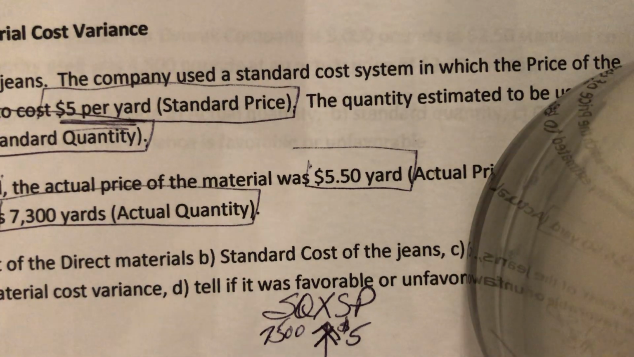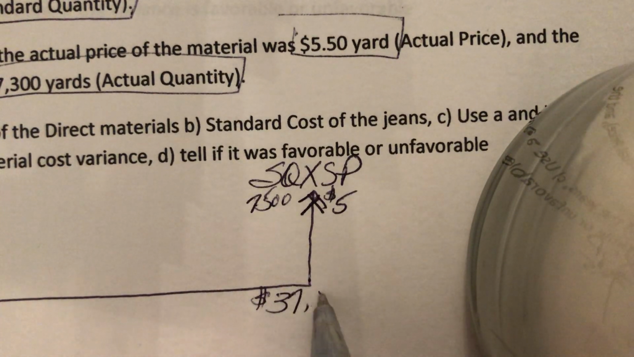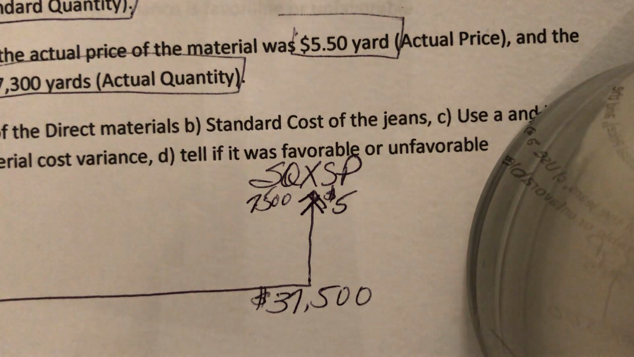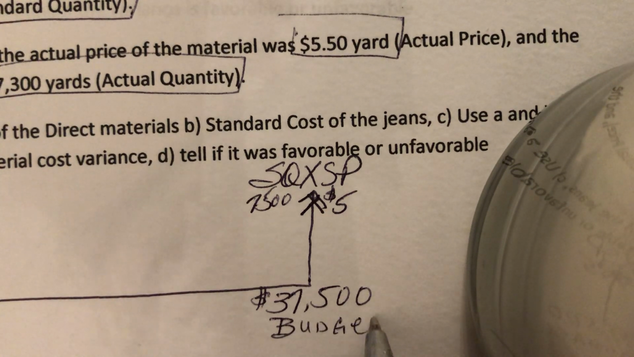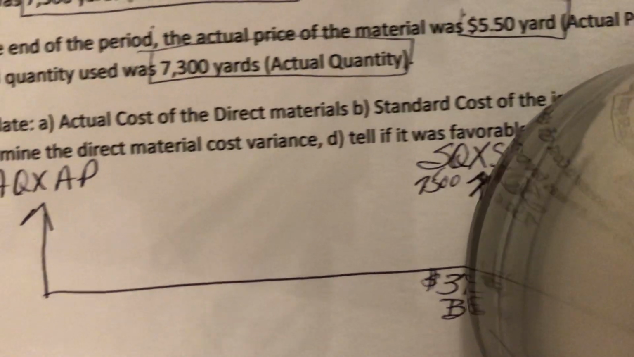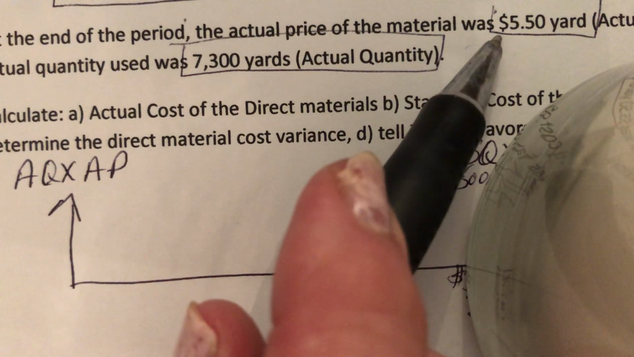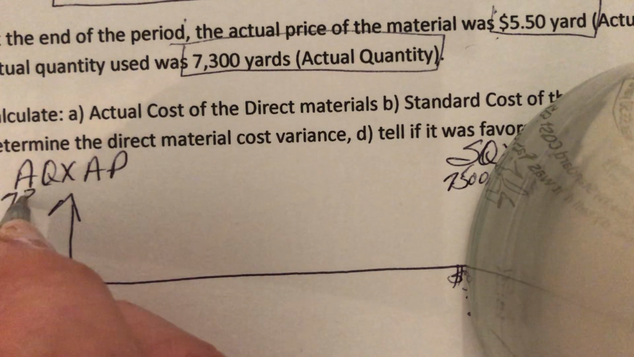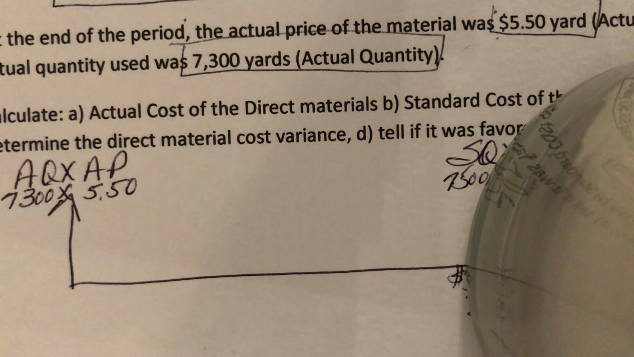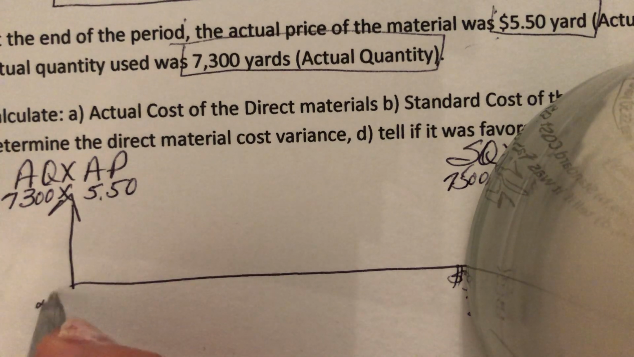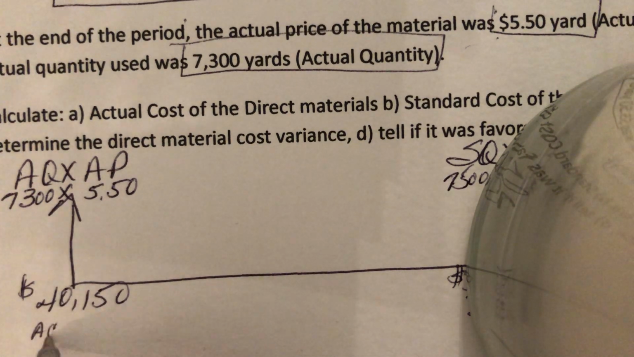Okay. When you multiply that, that's going to give you $37,500. And that's what we budgeted or thought we were going to use. This was our budget amount, which we call standard. Now, what we actually spent, though, if you come up here, we used 7,300 and we spent $5.50 a yard. And if you multiply those together, you come up with 40,150. So this is what we actually paid.